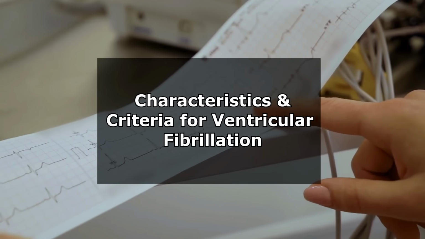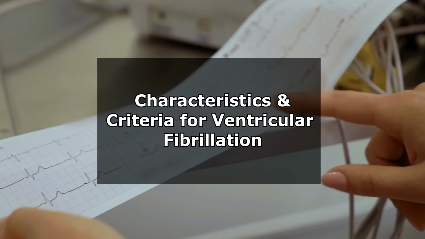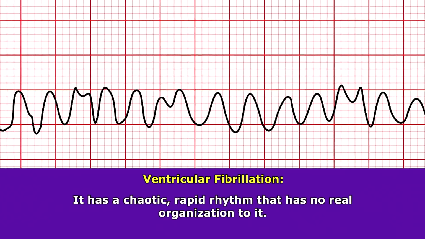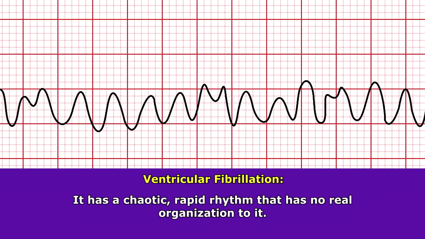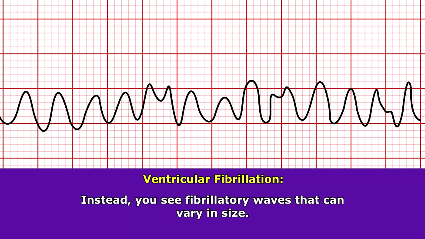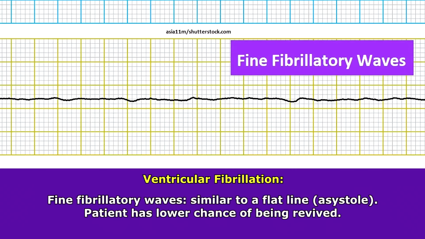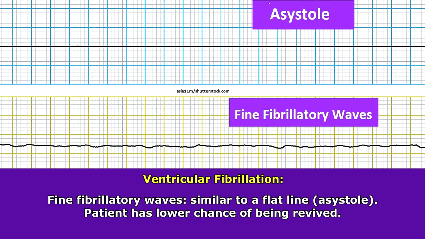So what are some characteristics and criteria that tell you that you have ventricular fibrillation? Well, this rhythm is fairly easy to identify. It has a chaotic, rapid rhythm that has no organization to it. Instead, what you see on that ECG strip is fibrillatory waves that can vary in size. They can be coarse fibrillatory waves, and whenever you see this, it means the patient may have a better chance of being revived. Or you can see fine fibrillatory waves, which is similar to a flat line, which we refer to as asystole. Whenever you see these fine waves, the chances are getting slim for that patient to be revived.